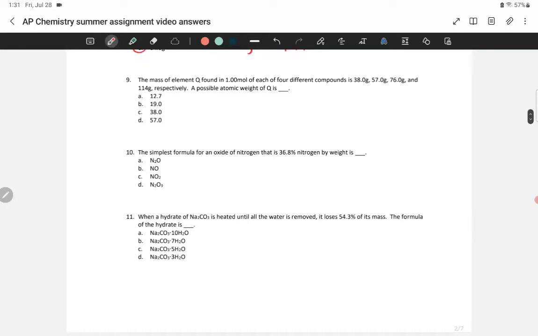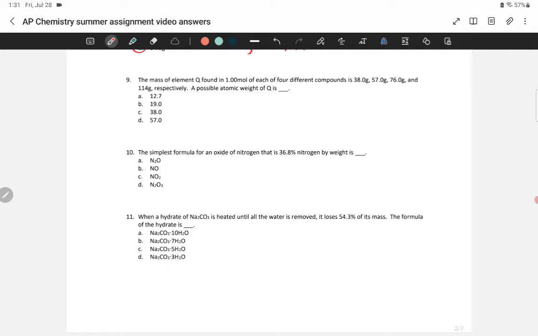Number 9 is a thinking question. So element Q, an unknown element, we're not really sure what it is. We have 1 mole of 4 different compounds. They all have different masses: 38, 57, 76, and 114. What could be a possible atomic weight of Q?